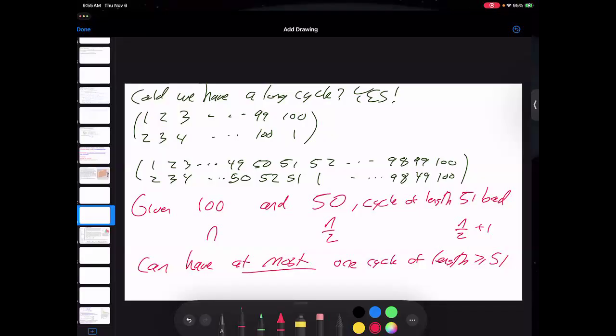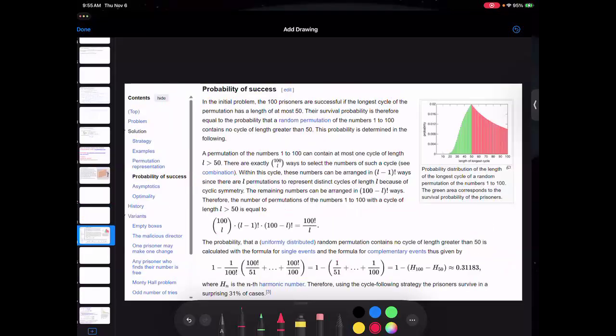Sometimes they choose numbers to mislead you. But frequently, especially at the lower levels, the numbers are chosen for a reason, and it's crucial here. So there's a standard analysis for this. I just pasted this from Wikipedia, and it goes through and calculates the probability that you have a cycle of length L greater than 50.